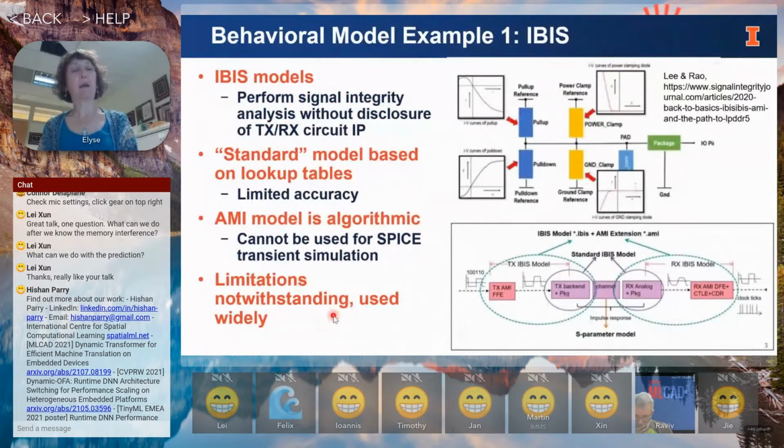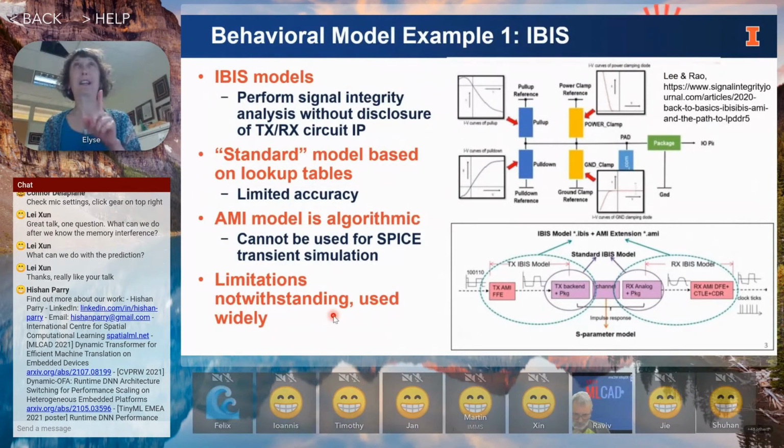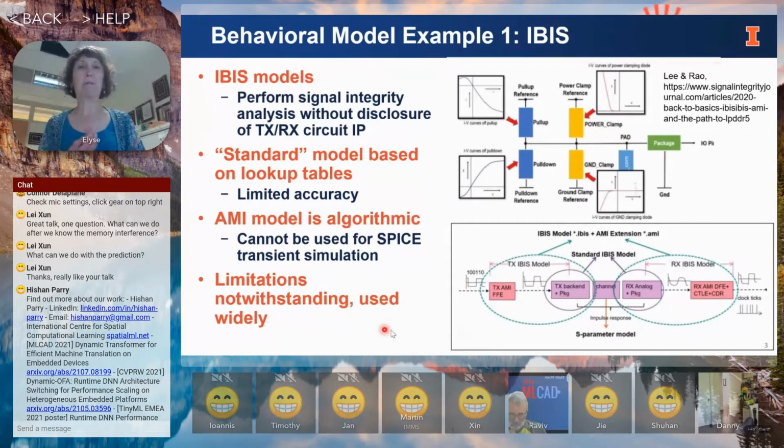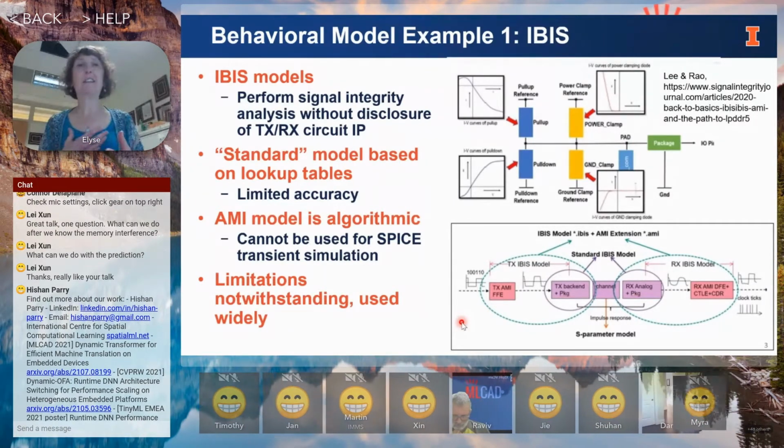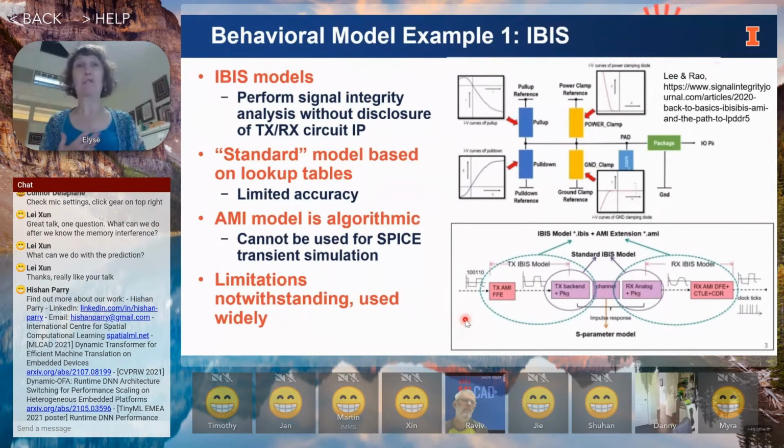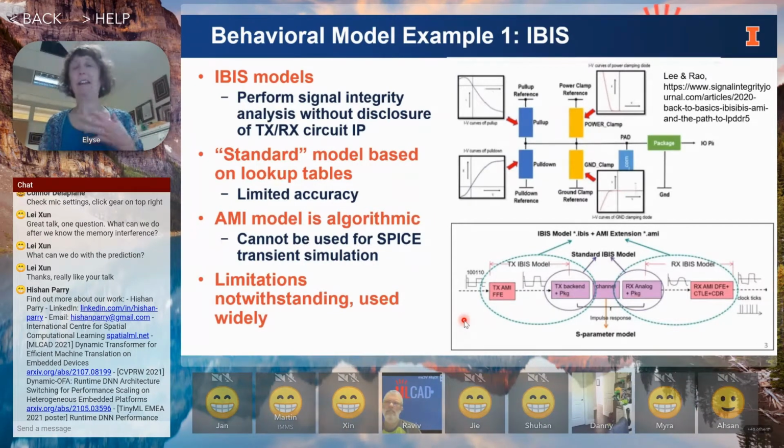First one is the IBIS model. That stands for Input-Output Buffer Information System. And the standard IBIS model, or the analog front-end model, consists of some passive elements that represent the package, and then lookup tables that represent the transmit and receiver circuits. Now, these models are of limited accuracy. They can't reflect changes in the operating conditions.